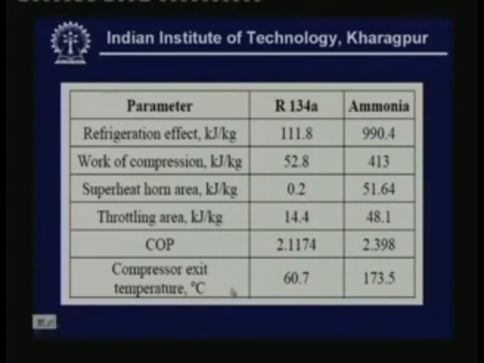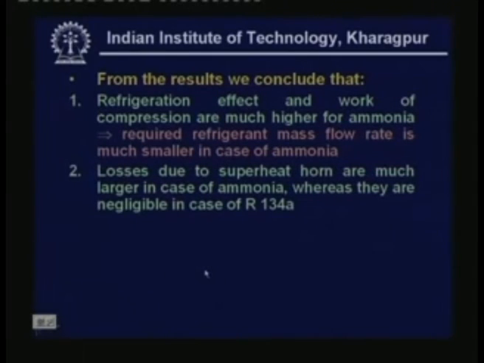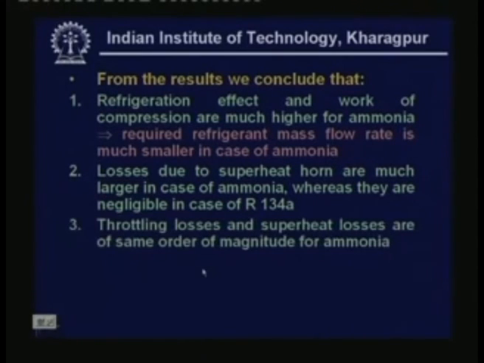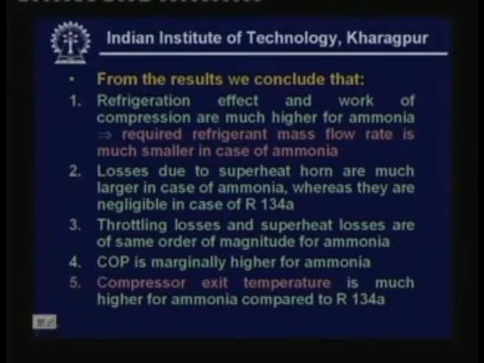So, from this we can easily conclude that refrigeration effect and work of compression are much higher for ammonia. This means the required refrigerant mass flow rate is much smaller in case of ammonia, and losses due to superheat horn are much larger in case of ammonia, whereas they are negligible in case of R134A. This is because of the differences in the vapor dome on the TS diagram. Throttling losses and superheat losses are of the same order of magnitude for ammonia. COP is marginally higher for ammonia, and compressor exit temperature is much higher for ammonia compared to R134A. So, these are the conclusions from comparing the results of ammonia and R134A.